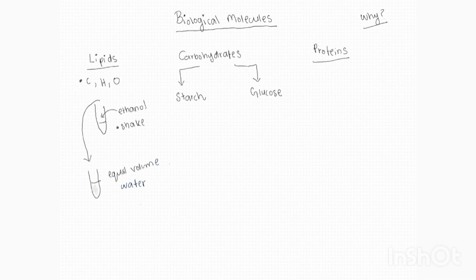Since I've used a white background, you can't really see it, but it will form a milky white emulsion if lipid is present. Let's write that down. Milky white emulsion. So if the milky white emulsion forms, that means that it tested positive for lipids. That means lipids were present. Okay, let's move on to carbohydrates.